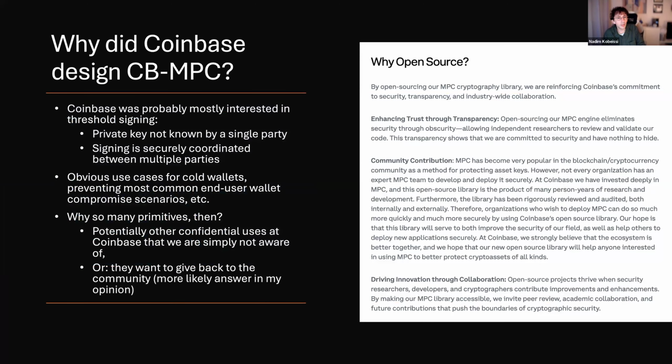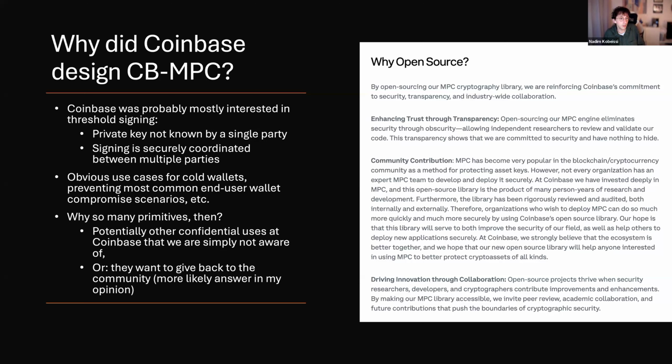So why did Coinbase design this? Well, obviously, I don't know because I don't work at Coinbase, but I would make an educated guess and say that they were probably mostly interested in threshold signing, given that Coinbase is a cryptocurrency provider. Maybe they don't want to store all the private keys in a single computer somewhere. Maybe they want to split them, have some in an HSM, have some in a more readily available state, and securely coordinate all signing operations between these parties. There are obvious use cases for cold wallets, preventing the most common end user wallet compromise scenarios in case someone's phone is stolen, etc. And that would raise the question of why are there so many primitives then?